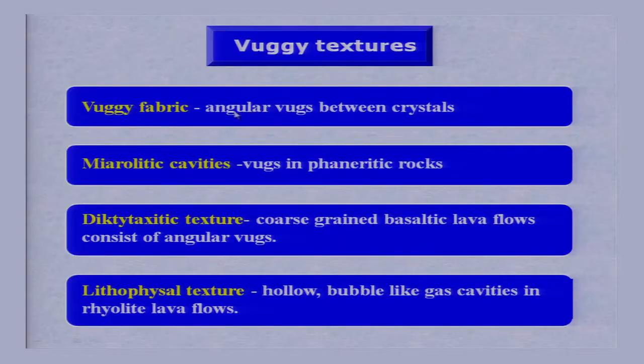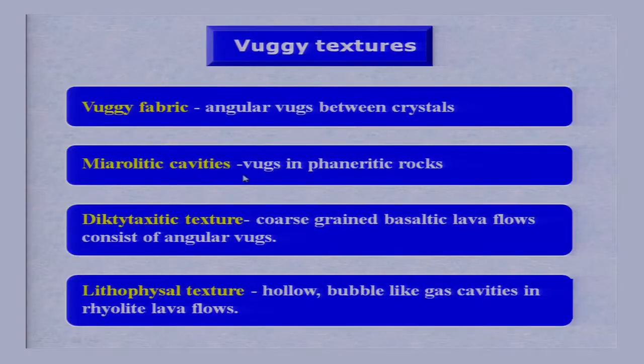Now, come to the vuggy texture. Vugs are open spaces; vuggy fabric has angular vugs between crystals. If the shape of the vug is angular, these are miarolitic cavities, vugs in phonolitic rocks. The third one is diktytaxitic texture: coarse grained basaltic lava flows consisting of angular vugs. Lithophysal texture: hollow, bubble-like gas cavities in rhyolitic lavas. Rhyolite is a rock, but it is always in the form of lava flows.